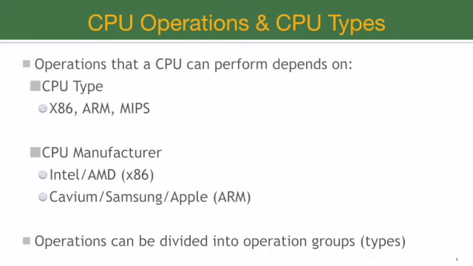The second type of CPU operations are the operations where an instruction is needed for that operation to be performed. For this type of operations, there are a few things that we need to know. First, the operations that a CPU can perform depend on the type of CPU. Very well known and commonly known types are x86 based CPUs, ARM based processors, and MIPS based processors. These are three different types of processors. So each type of processor will have different types of instructions within them.